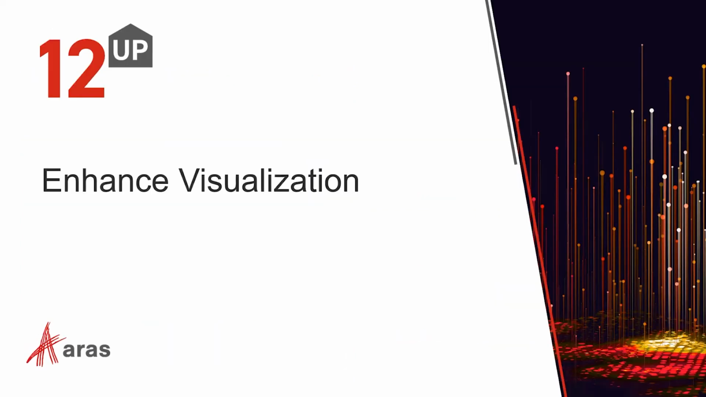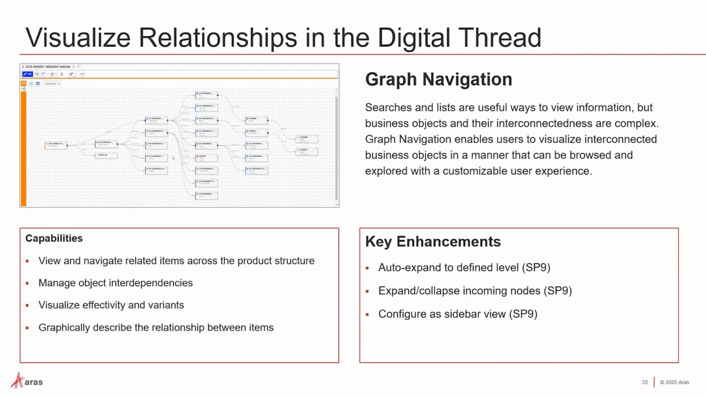As product designs increase in complexity, it becomes more and more important to be able to view and navigate your product data. This is what this section is about. So to visualize relationships in the digital thread, we have a powerful capability called graph navigation. Graph navigation was introduced late in 11 in SP15 and has been enhanced quite a bit in 12.